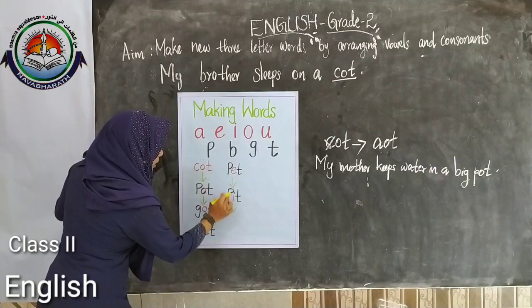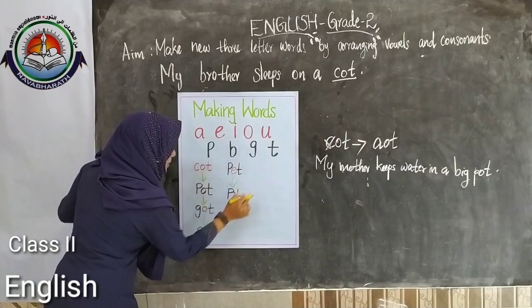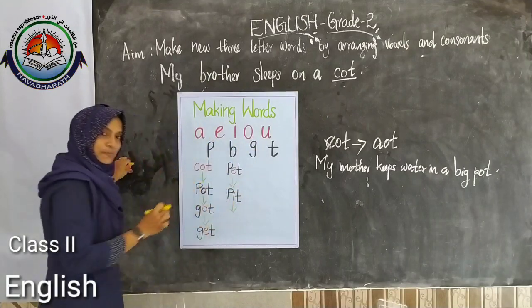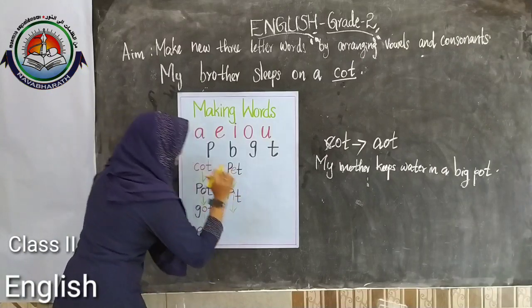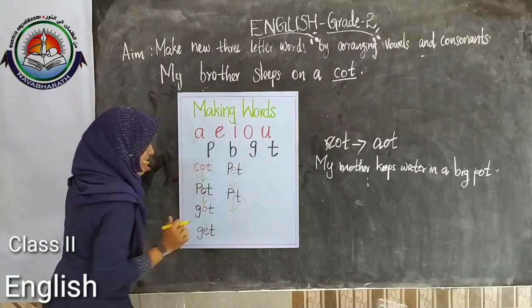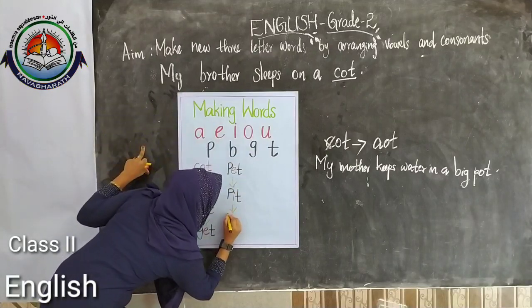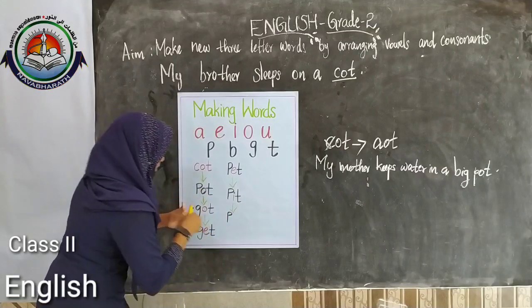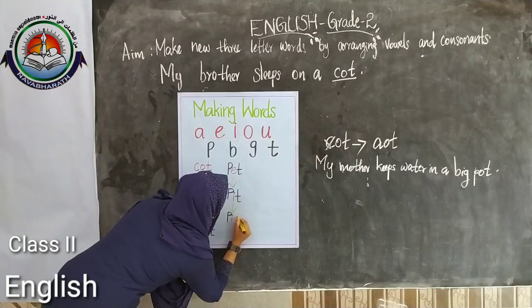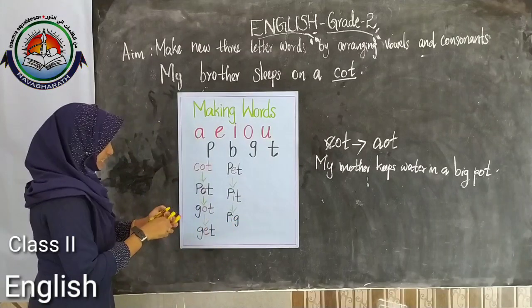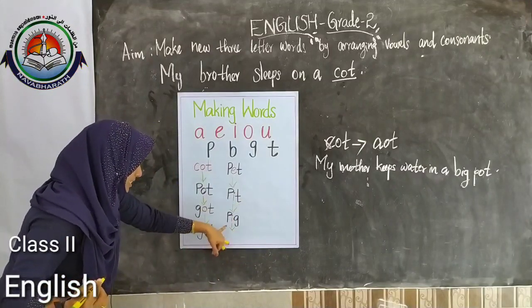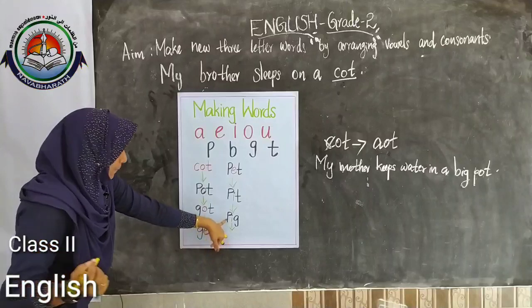P-I-P, pip. P-I-T, pit. It is already got. Then what about this? Can we take this G letter instead of this T? Okay, let's replace this T letter with any one of these letters. Which letter is suitable? Okay, let's take this G letter. So what happened? It is P, then I, then G. Yes, here we got a new word from this pit. It is pig.